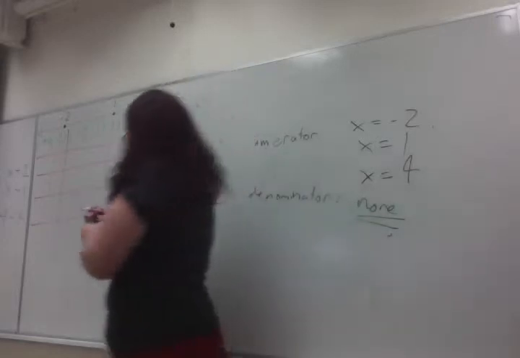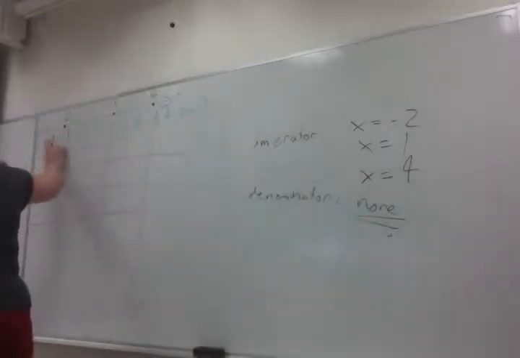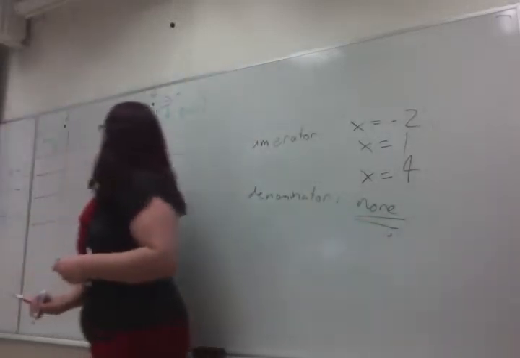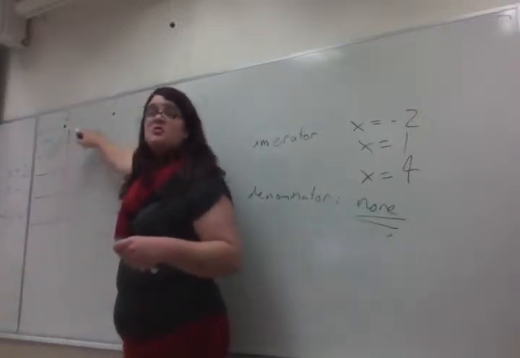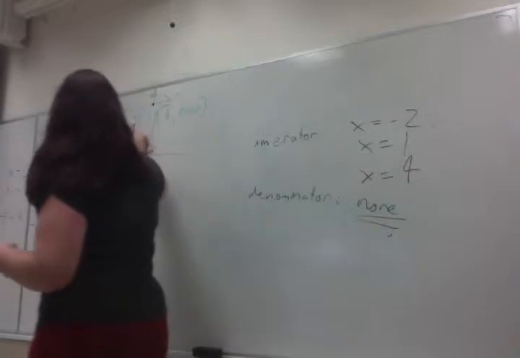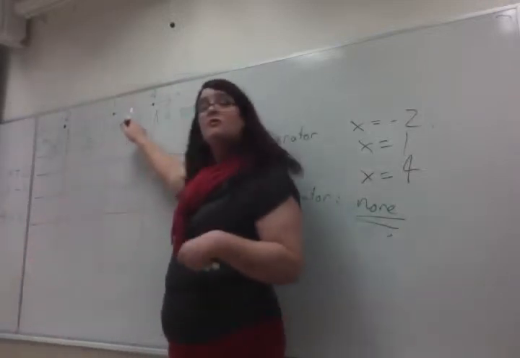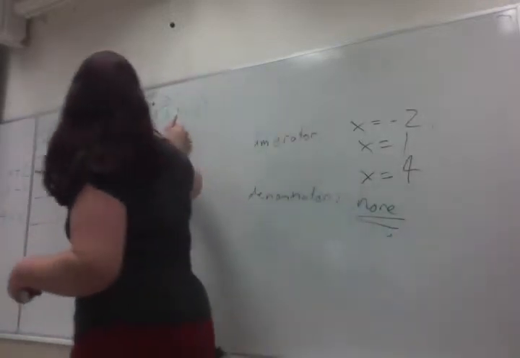Right, in the first interval, we could pick, for example, -3 as a test point. In this one, we could pick 0, because 0 is between -2 and 1. In this one, we could pick 2, because 2 is between 1 and 4. In this one, we could pick 5.